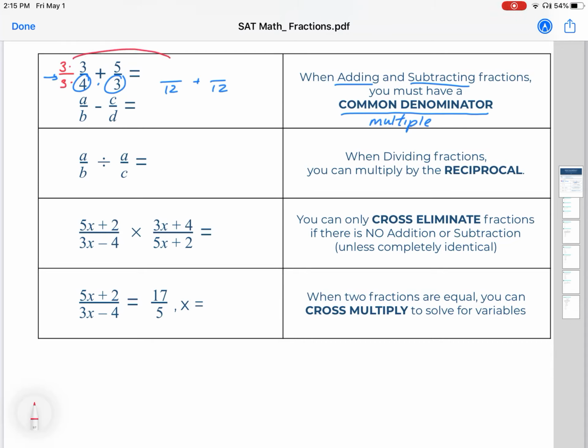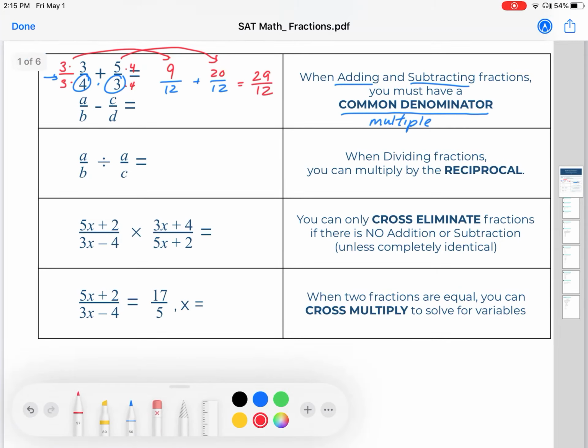So 3/4 converts into 9/12, and with 5/3, the value I'm going to multiply by is 4. So 5/3 converts into 20/12. Adding these two together, I get 29/12 as my sum of these two fractions.